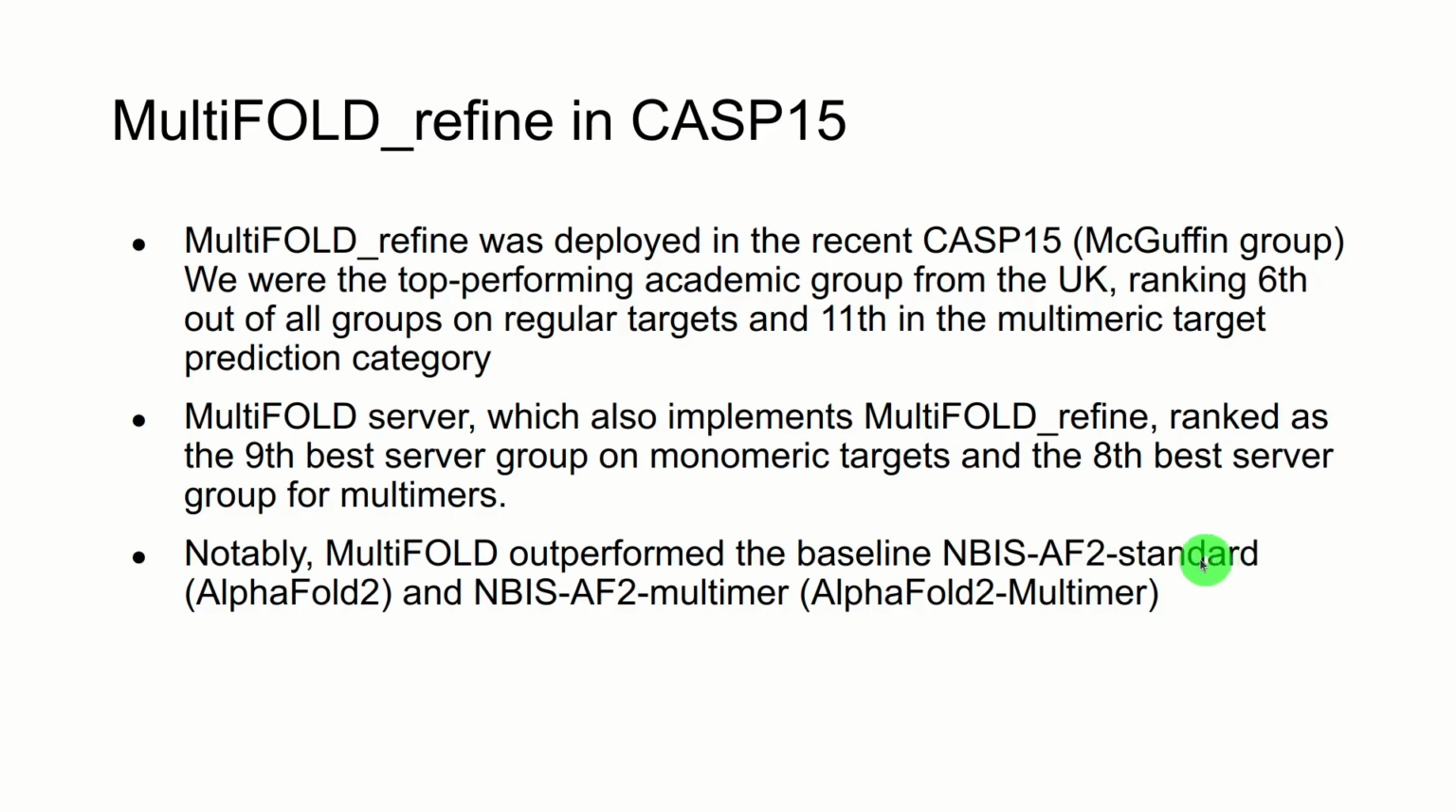We also used MultiFOLD refine in our CASP15 pipeline. We were the top performing group from the UK and ranked 6th in the regular predictions, 11th in the multimer target predictions. The MultiFOLD refine method was also implemented in our server pipelines and ranked 9th on monomeric, 8th on the multimeric target prediction categories. It's also worth mentioning that MultiFOLD significantly outperformed the baseline standard AlphaFold2 and AlphaFold-Multimer as well.